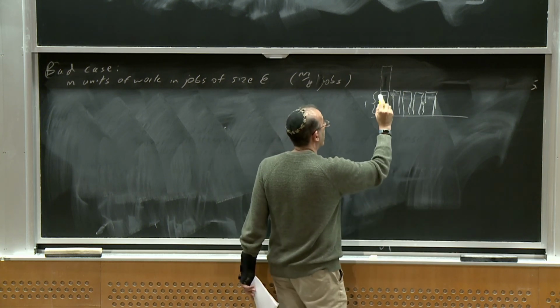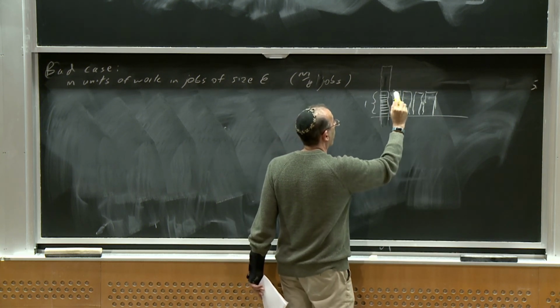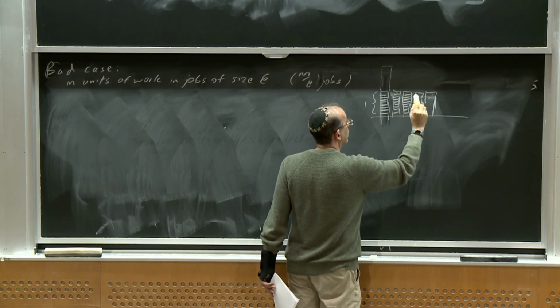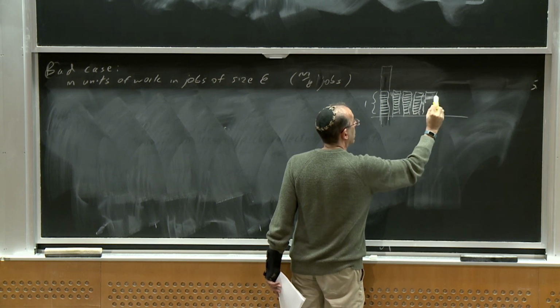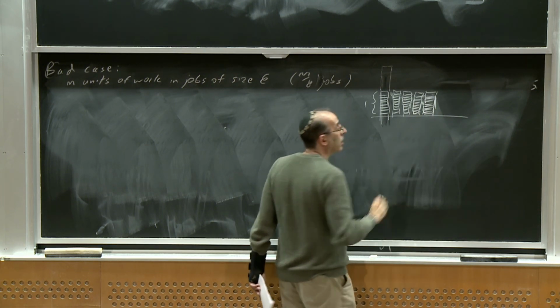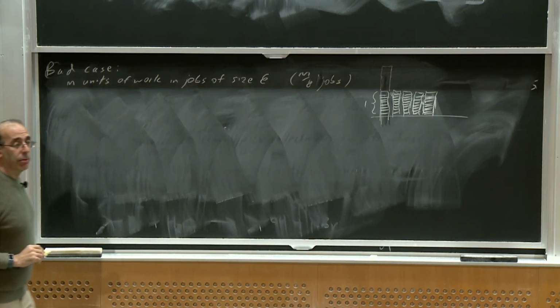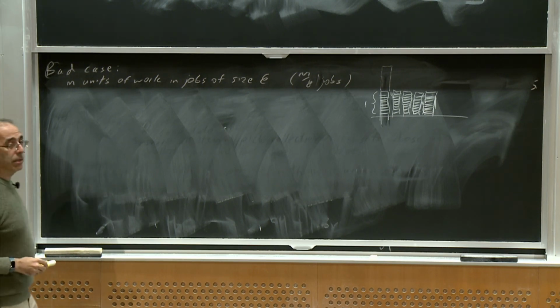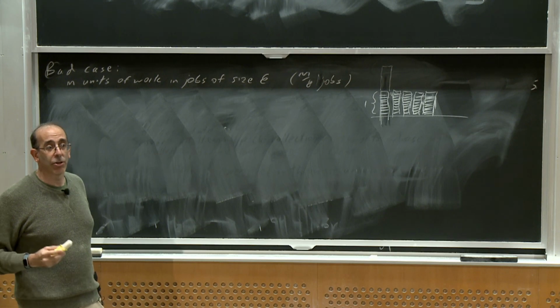Okay? So here we have lots of tiny jobs, and Graham's rule has nicely spaced them out. And then we give it one giant job, and it doesn't have anywhere to put it. This is tight. This gives you a 2 minus 1 over m factor away from opt.